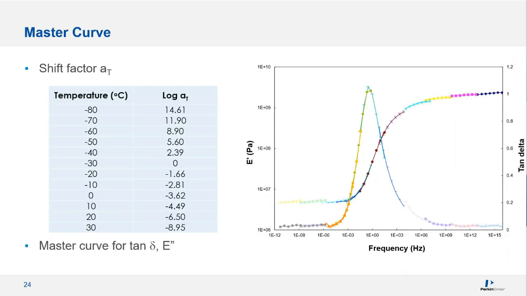Tan delta curve and loss modulus curves can also be shifted together with the storage modulus to generate individual master curves. The tan delta master curve is shown here. If the tan delta master curve does not make a continuous curve, it will suggest that the data fit might not be good enough for the time-temperature superposition modeling.